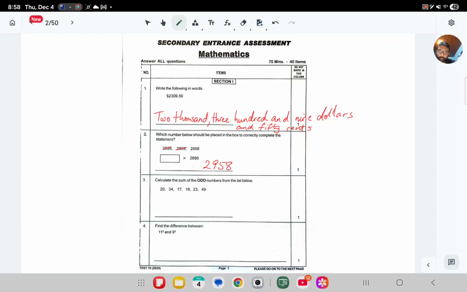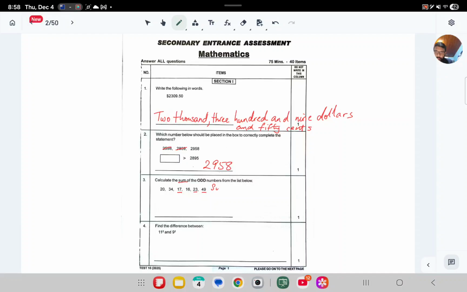Number 3, calculate the sum of the odd numbers from the list below. We know that an odd number ends in 1, 3, 5, 7, or 9. We also know that an odd number, when divided by 2, always leaves a remainder of 1. So, to identify the odd numbers first, before we can calculate the sum, we know it's 17, 23, and 49.